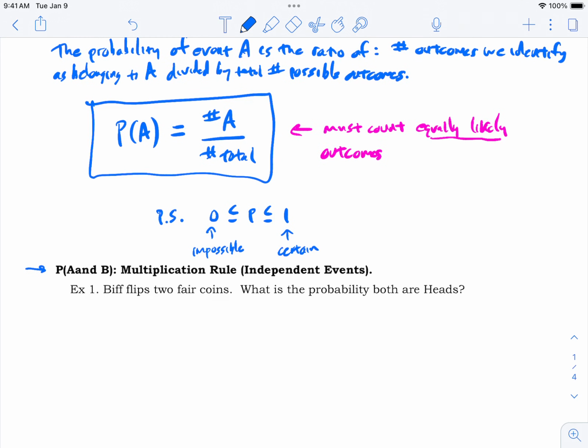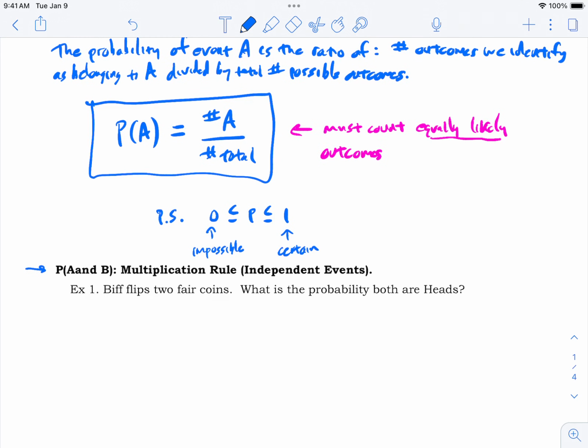We have a first coin, and that coin will come up either heads or tails. And then we have a second coin, and the second coin is going to come up either heads or tails. So what all's possible here?